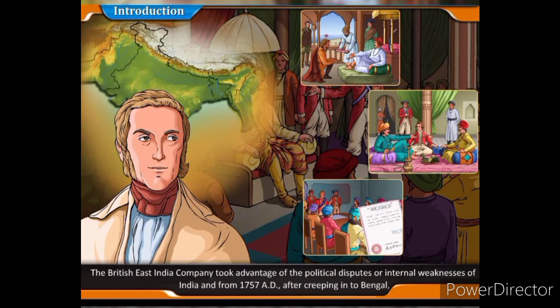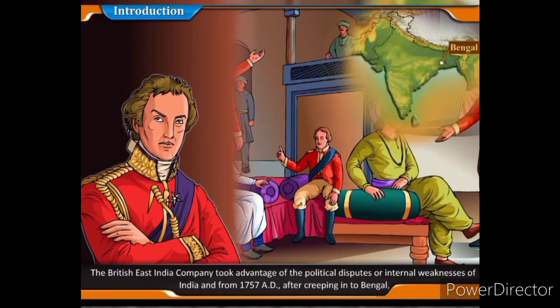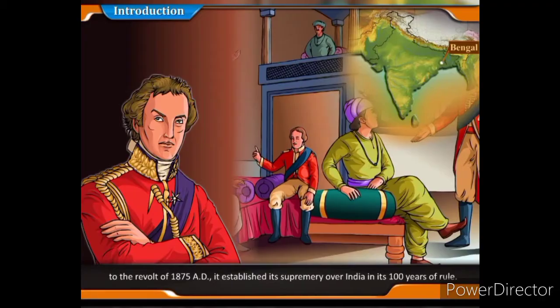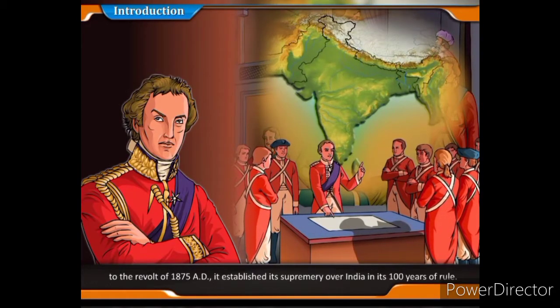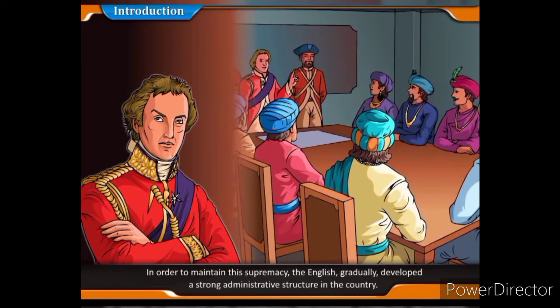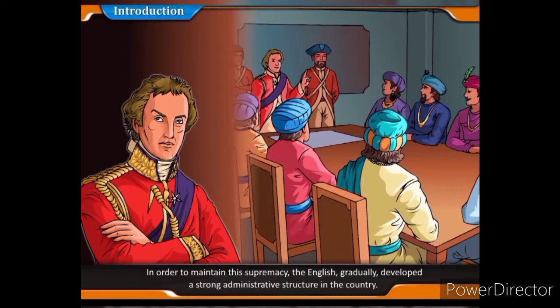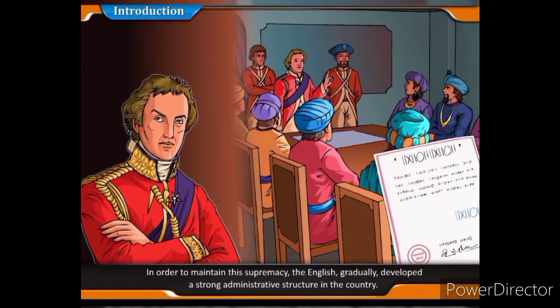The British East India Company took advantage of the political disputes or internal weaknesses of India, and from 1757 AD, after creeping into Bengal, to the revolt of 1857 AD, it established its supremacy over India in its 100 years of rule. In order to maintain this supremacy, the English gradually developed a strong administrative structure in the country.